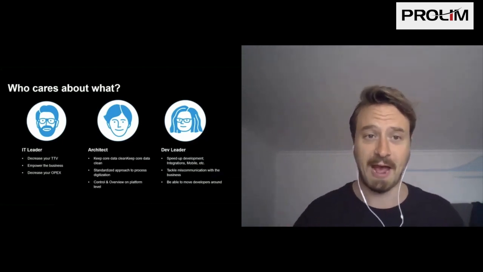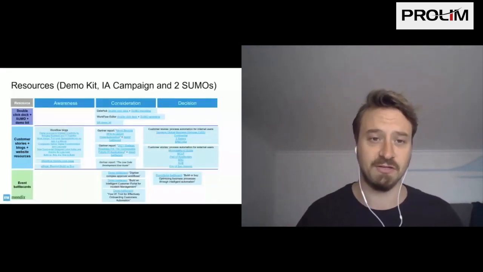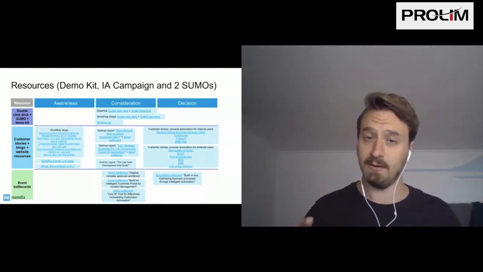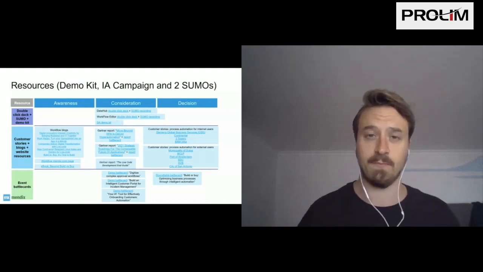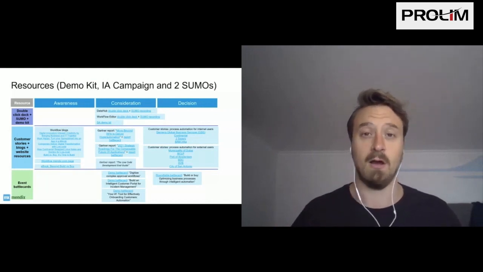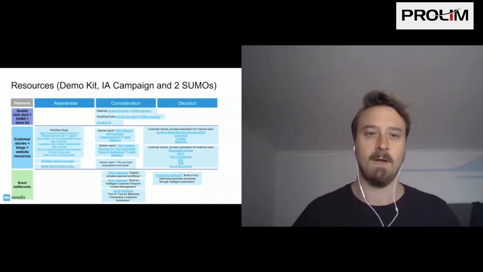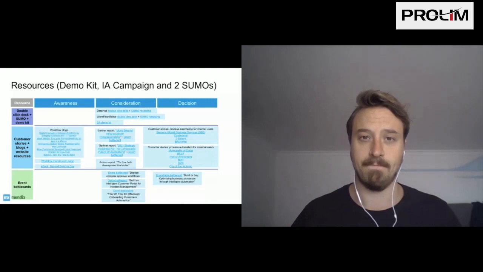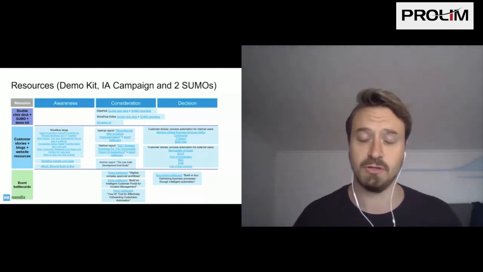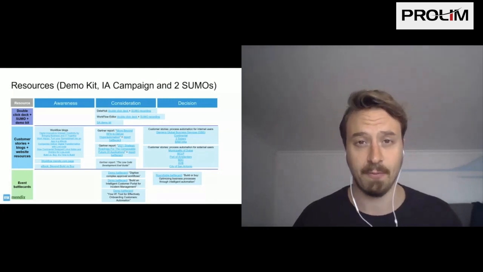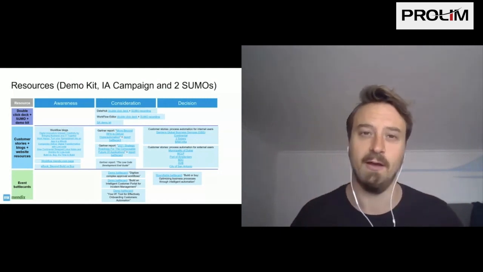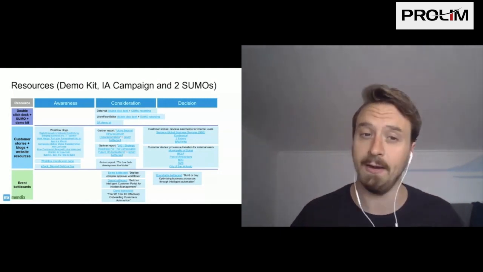So what do we have for you? Well, we have a lot of resources. There is a demo kit around the intelligent automation campaign that we've been running since January. I have a separate sumo on it. You can watch it back. A lot of good Q&A happening there. We're continuing this campaign until Q3 of 2021. So there's 2 sumos also, one from last year, September, in which I talk about intelligent automation, another one from last week, in which I talk about the intelligent automation campaign.